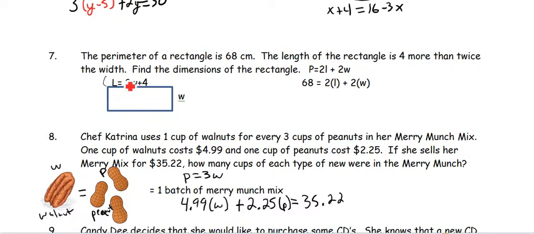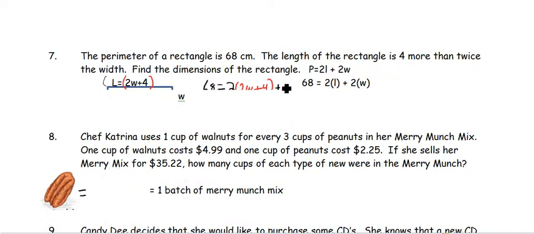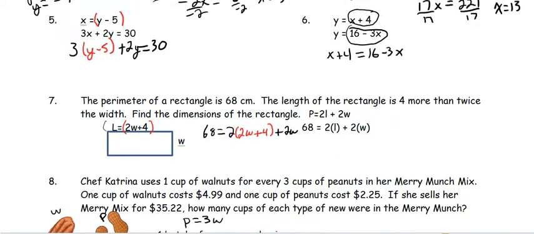So what I'm going to do is I know that L equals 2W plus 4. So I'm going to rewrite this equation. Let's start here. 68 equals 2, but instead of L, I'm going to write 2W plus 4. And then I'm going to finish writing this plus 2W. All right, let's see if we can get our picture back. There we go.